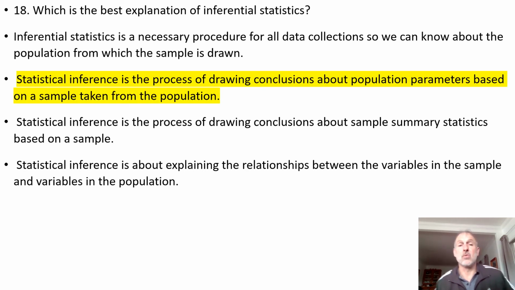Okay, people, that was something that you had to learn. So, and yeah, there is some truth in all the statements, but the best explanation of inferential statistics is statistical inference is a process of drawing conclusions about population parameters based on a sample taken from the population.